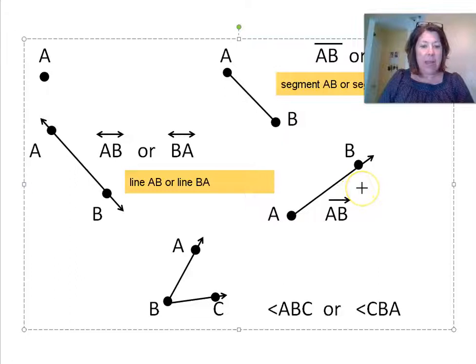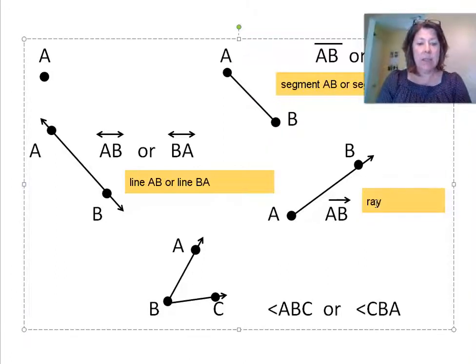Now I go to my ray. Now remember, a ray is a one-way street. So this can only be called ray AB. I can only start at A and go in the direction of B. I cannot go backwards. And AB has the little ray symbol over it.